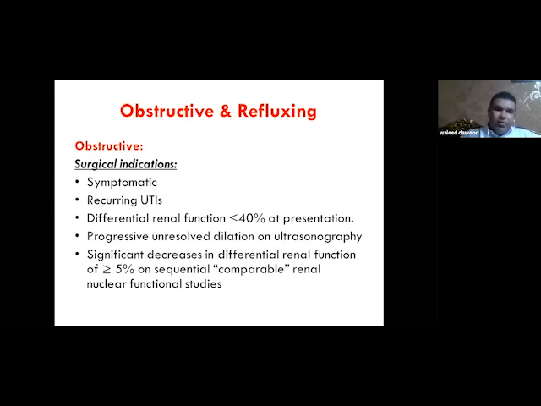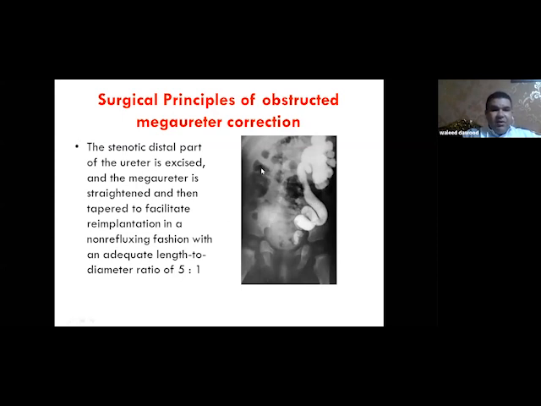In obstruction, the indication is a child presenting with symptoms like abdominal pain, recurrent febrile urinary tract infection, differential renal function less than 40% at presentation, or deterioration of parameters on ultrasound and on follow-up, and a significant decrease in differential renal function by more than 5% in the radioisotope scan on routine follow-up.